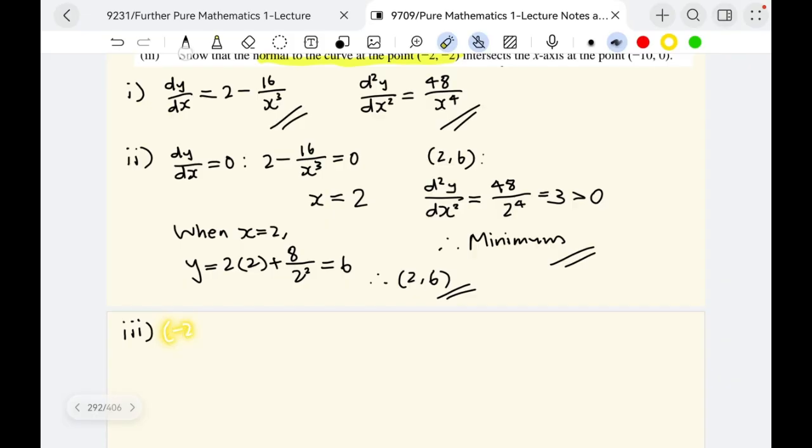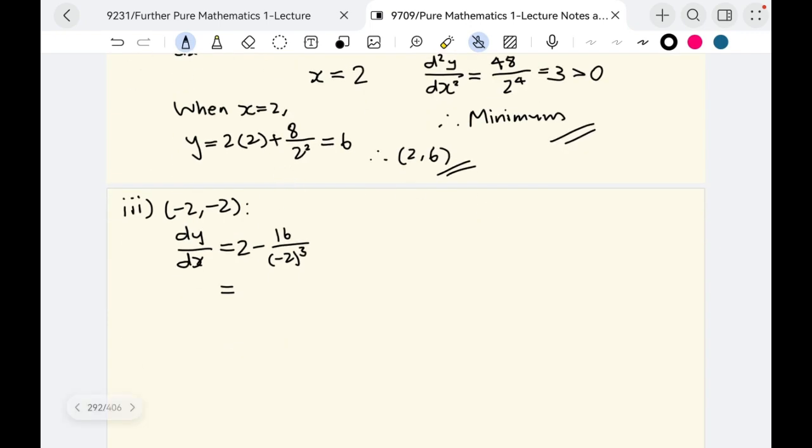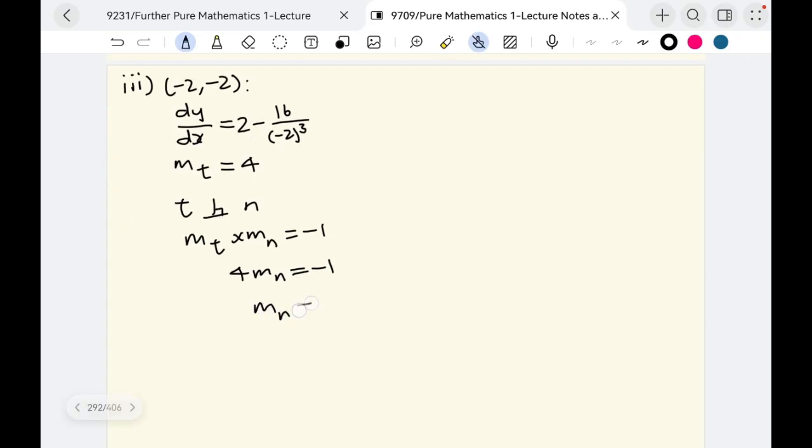So at negative 2, dy dx is equal to 2 minus 16 over negative 2 to the power of 3. So what is it? It's 4. So that will be your gradient of tangent. Now, tangent is perpendicular to the normal. So gradient of tangent times gradient of normal is equal to negative 1. 4 times mn is equal to negative 1. Okay, so therefore, your gradient of normal is negative 1 over 4.